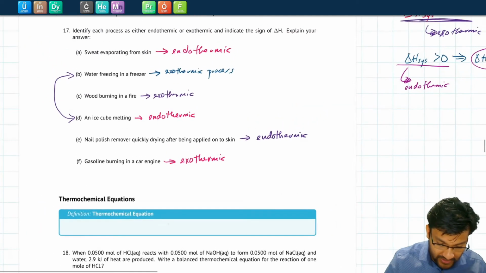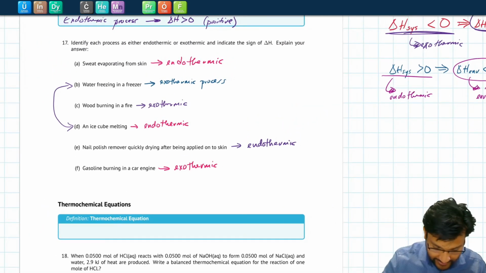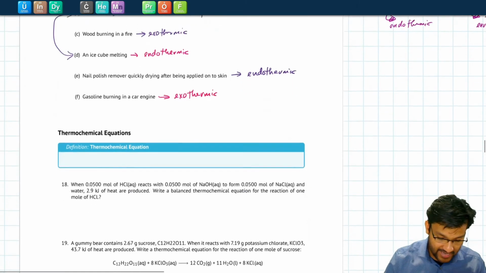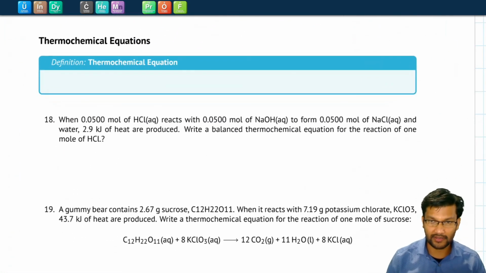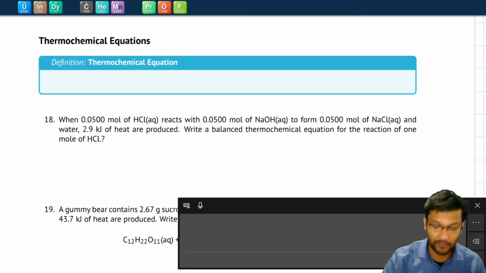All right, hopefully you got all those correct. In our next video, we're going to look at thermochemical equations, where we're going to be looking at the enthalpy changes that are associated with chemical reactions.